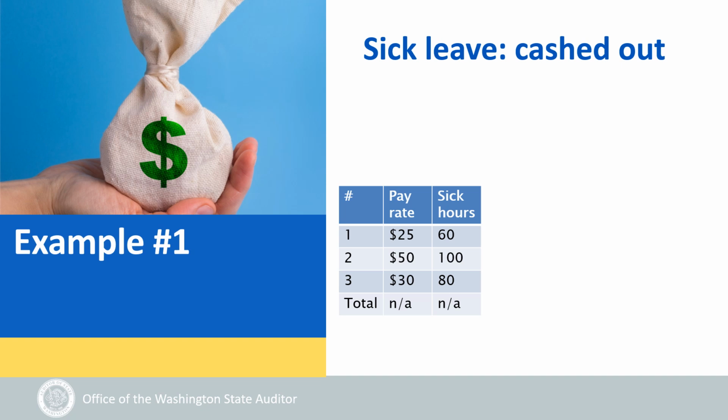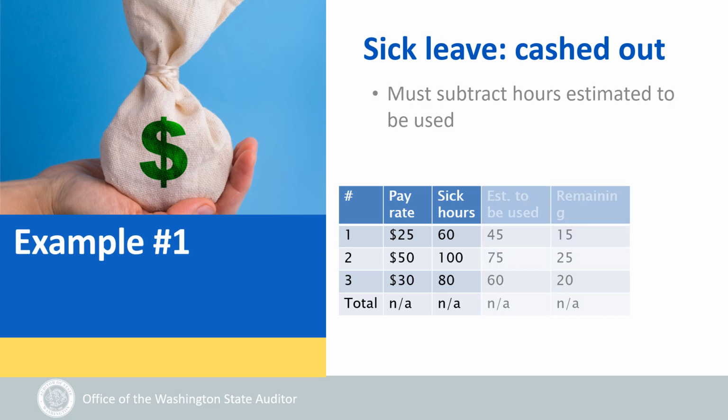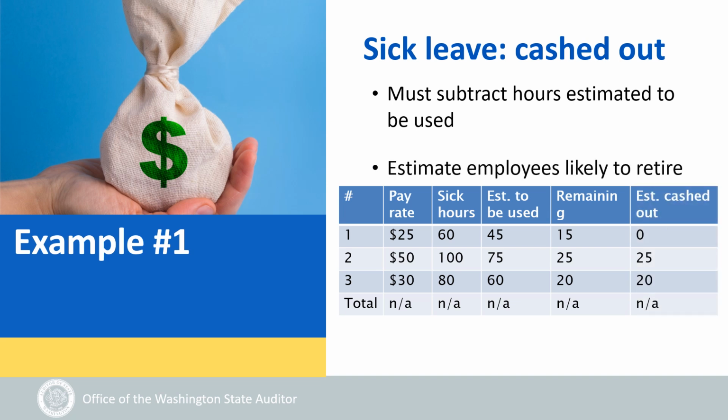We have the pay rate and total sick hours from our first slide. Now we subtract out those hours estimated to be used. We put that calculation in the remaining column. Now we determine who is likely to retire. In our example, employee number 1 is not likely to retire, so the estimated hours to be cashed out are 0. The other employees are more than 50% likely to retire, so their remaining sick leave is estimated to be cashed out.